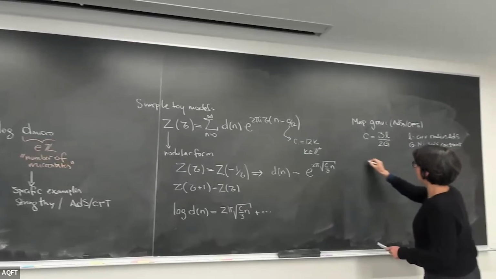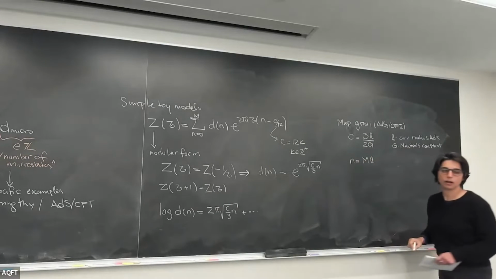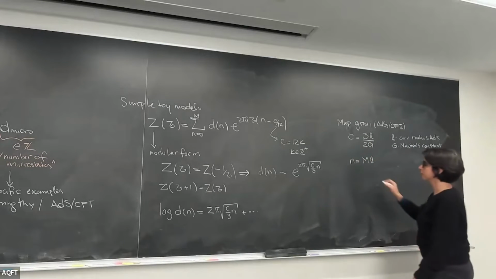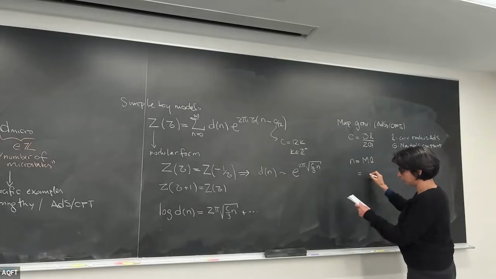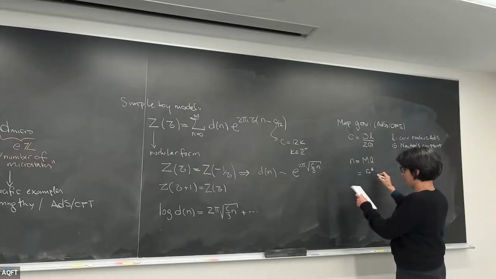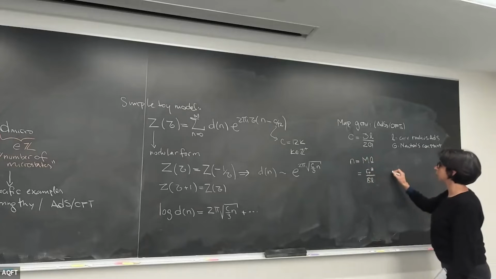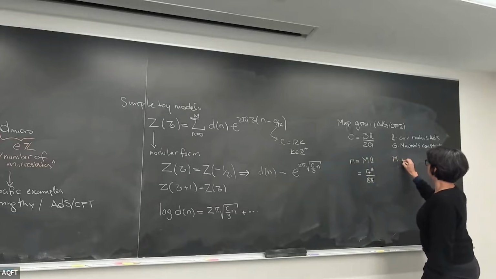And this number n is the mass of the black hole in units of the AdS radius. And if I translate it to the horizon size, it's basically, did I do it right? Yes. So r_+ here, and M is the mass of the black hole.